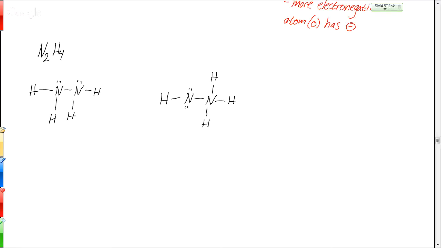The reason is when you look at the formal charges, the structure on the left has no formal charges. The one on the right, if we calculate it, this nitrogen is going to have a formal positive charge, and this one's going to be a negative charge. Are those resonance forms? They're not.